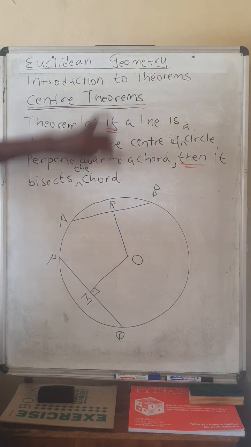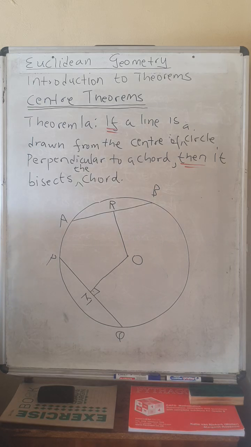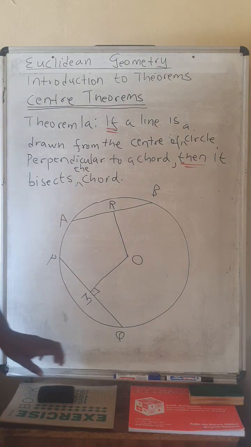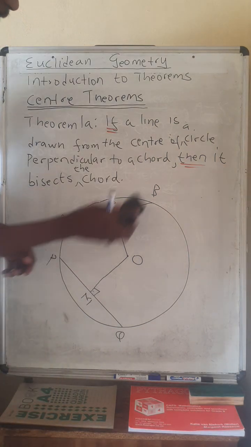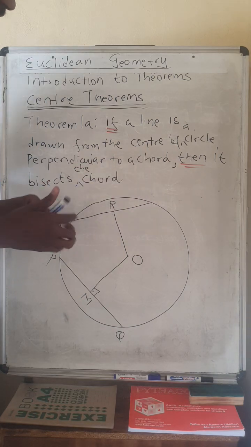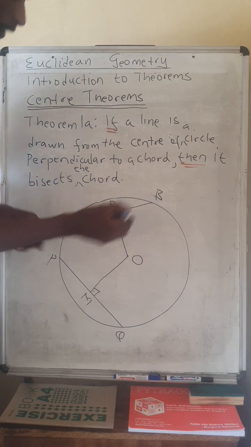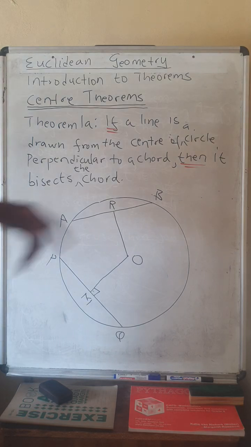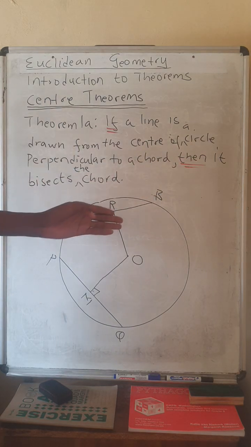And remember, I said if the condition is met, it means a conclusion. Sorry, we can apply the theorem. We can apply the theorem. And remember, I told you to apply a theorem, you simply conclude for that particular theorem. So now, what is the conclusion of this theorem? They say then it bisects the chord.